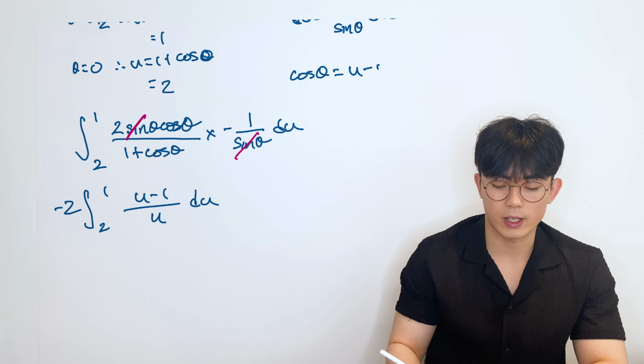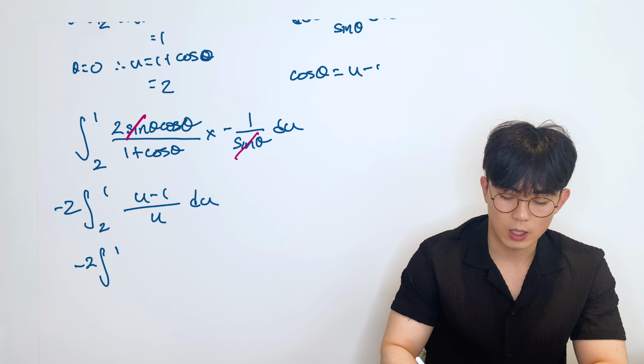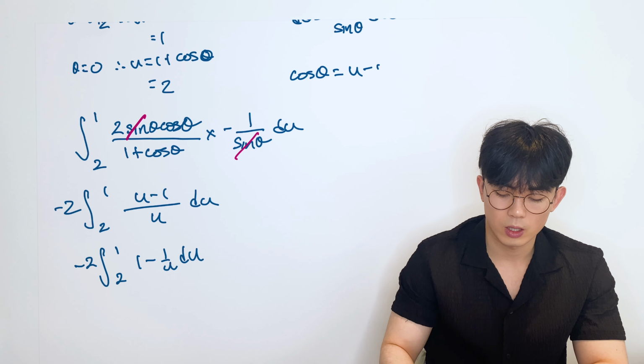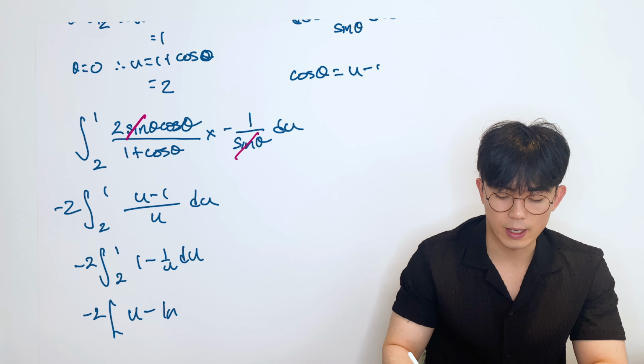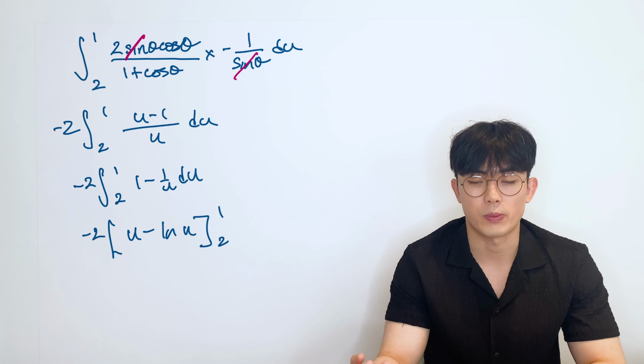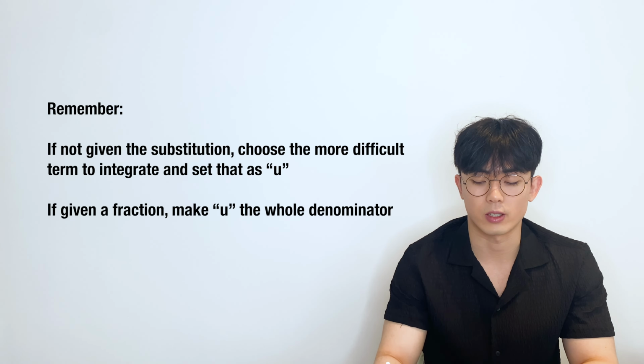Now it's a lot easier to integrate, right? So we have negative 2. I can divide this, so it's going to give us 1 minus 1 over u du. So this is going to have minus 2, and then we're going to get u minus the integral of 1 over u, which is ln u, from 2 to 1, which I can just substitute in to get my final definite integral.